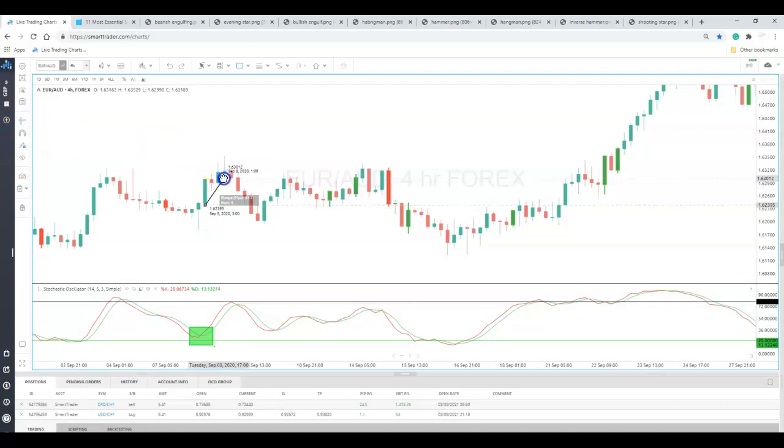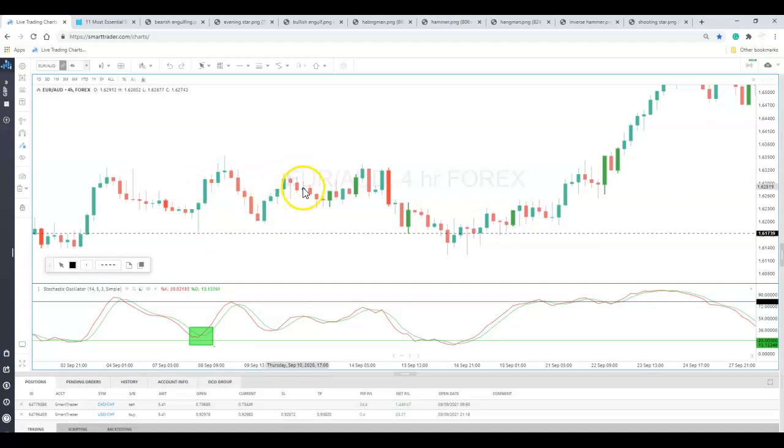Now, not every trade is going to be the same. This one went up 115 pips, retraced, but it never closed below the body, or rather the wick, where you would put your stop loss. Came back down to a support level and then rallied and then continued to rally.